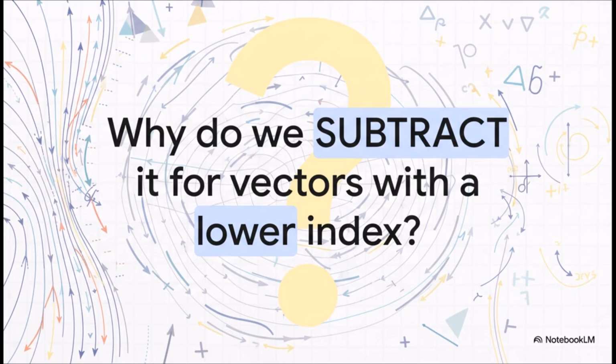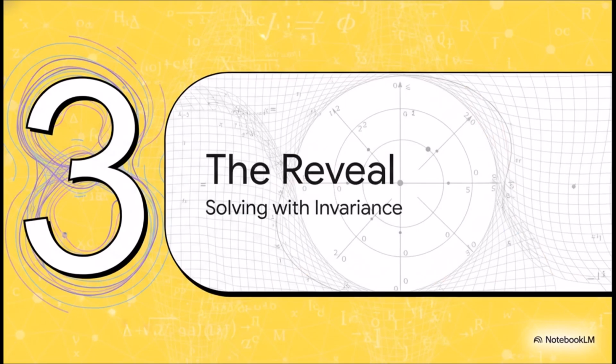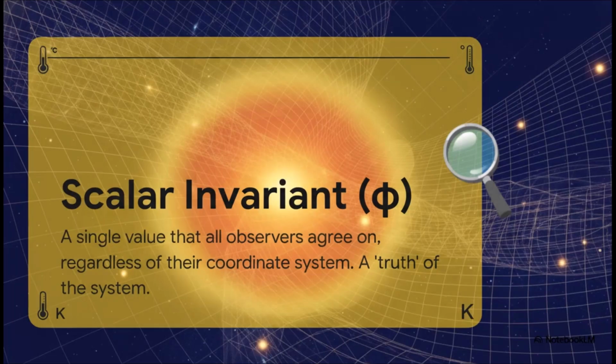What's going on? Well, the answer is incredibly elegant, and it's not a random choice. It's rooted in a deep, fundamental principle of how the universe has to work. So let's get to the reveal. The solution to this whole thing doesn't come from some super complex calculation. It actually comes from a fundamental principle. Some things in the universe must remain constant. They have to be the same for every observer, no matter how you look at them or what coordinate system you use. We call a value like this a scalar invariant.